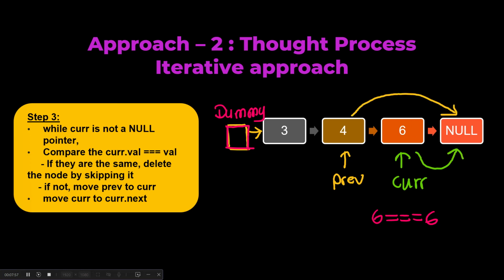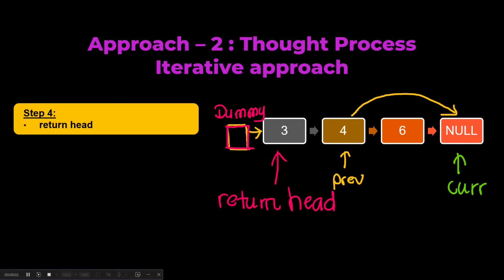So again, we will skip it. So now finally, current is at null. So we are at the end of the linked list, and we will return it. This is step 4.